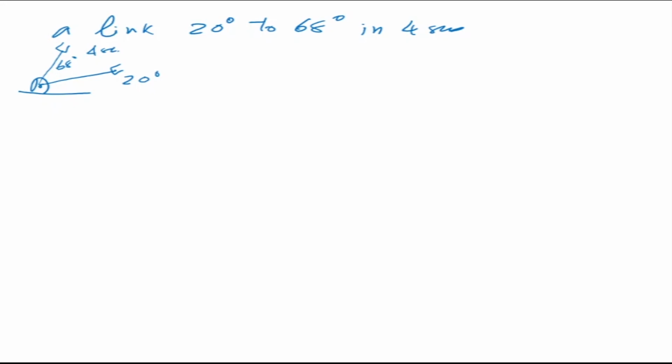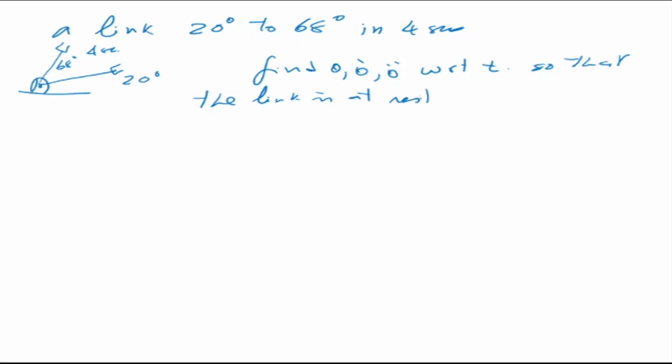So there's a single link which is moving from 20 degrees to 68 degrees in 4 seconds. Calculate the position, velocity, and acceleration. Find theta, theta dot, theta double dot with respect to time, so that the link is at rest at start and end. That means velocity at start and velocity at end is 0.